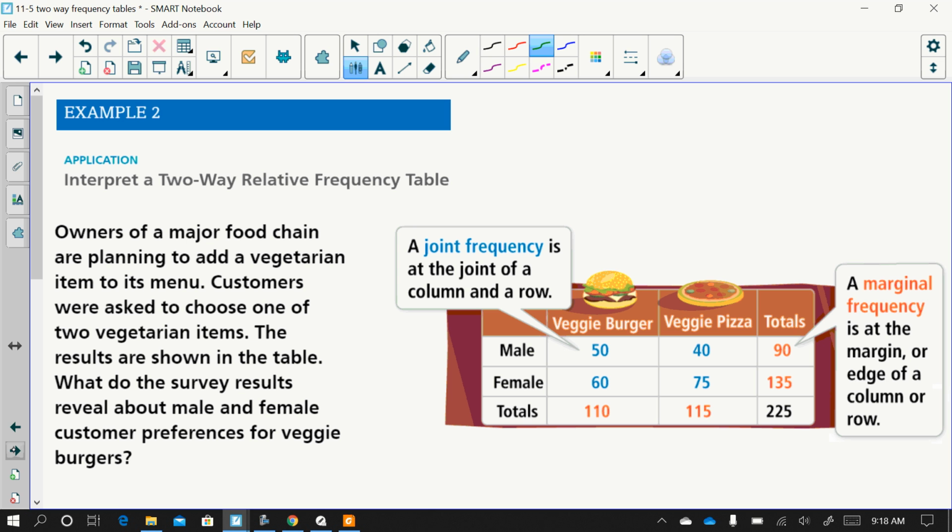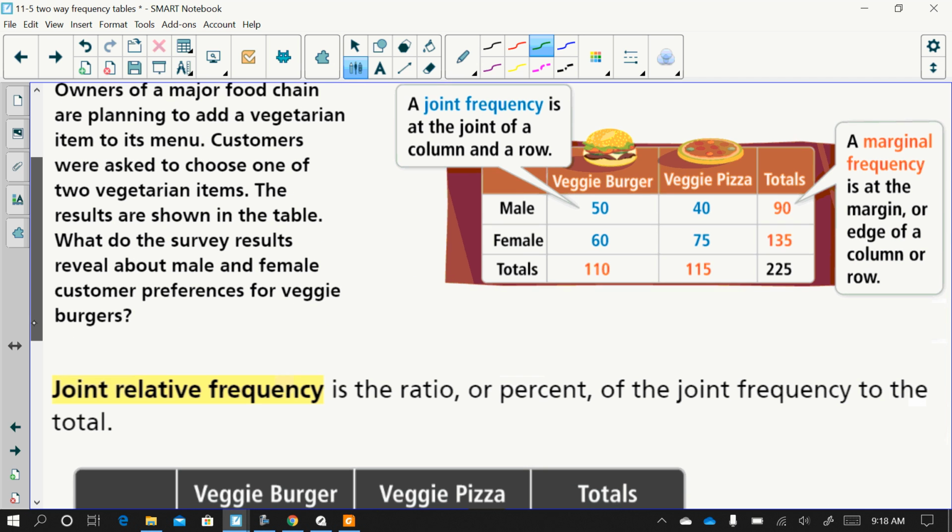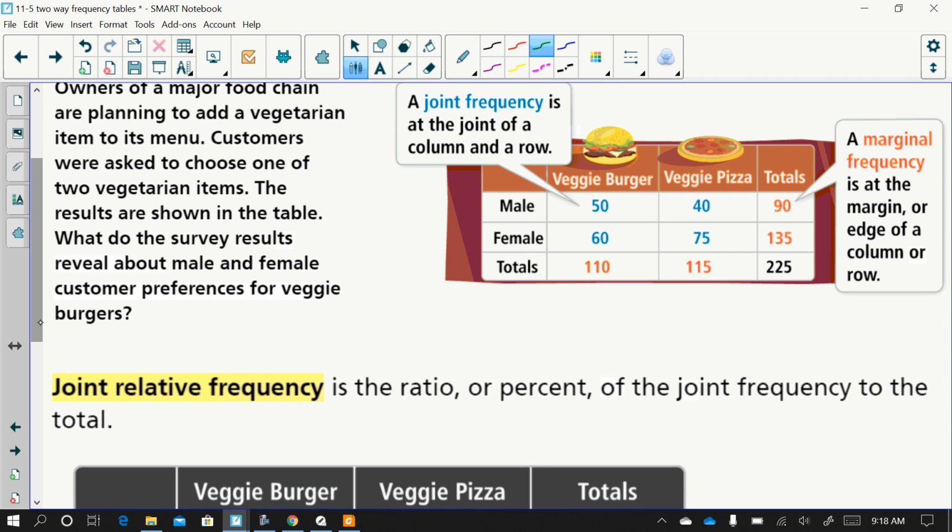Same data, we're going to look at this slightly differently. Owners of a major food chain are planning to add a vegetarian item. Again, same data. The question we want to know here: what do the survey results reveal about male and female customer preferences for veggie burgers? With this, we have to get into something called joint relative frequency.